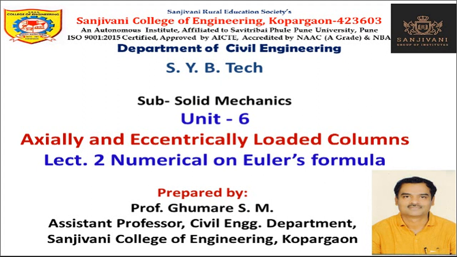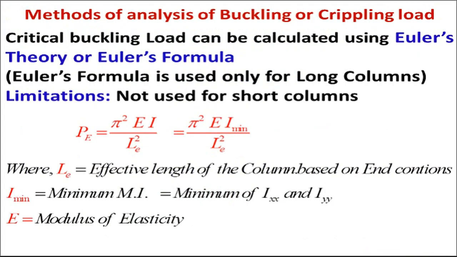Now today we will discuss the numericals on Euler's theory. So this is the formula for Euler's theory, Euler's formula, to find out P, which is called the crippling load, buckling load, or Euler's load. All are the same, and it is used only for long columns. This particular formula is not used for short columns.